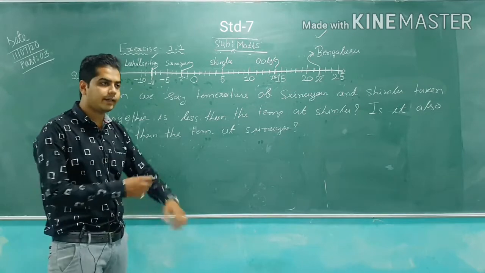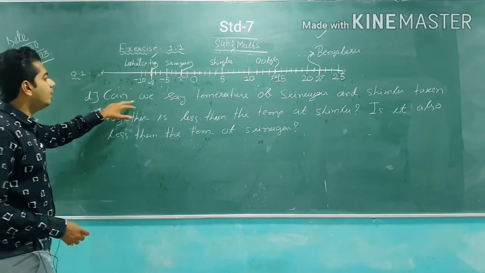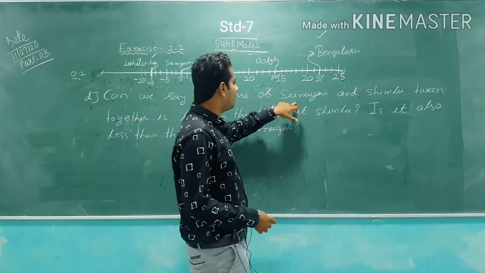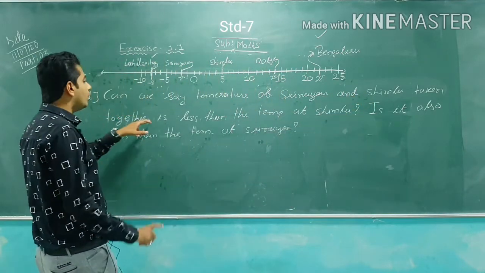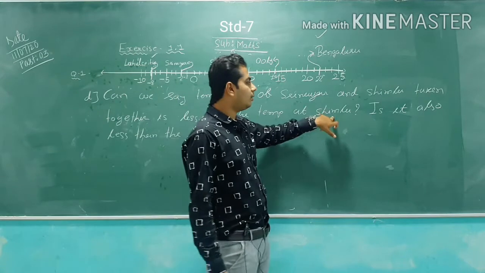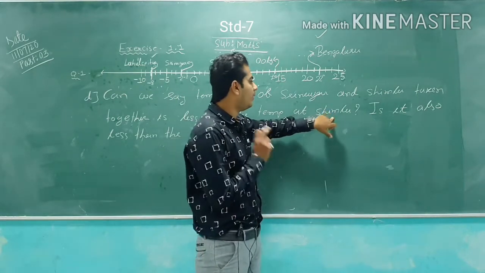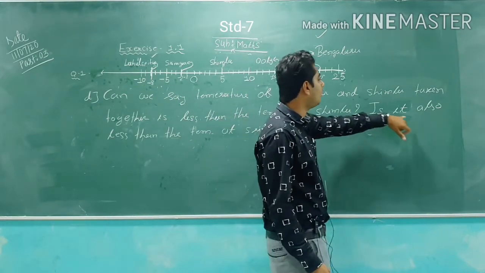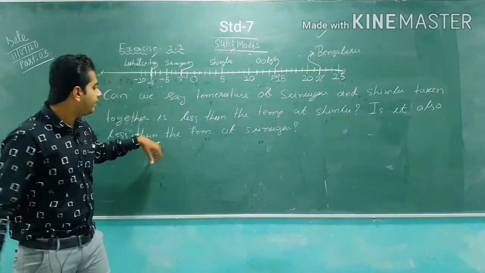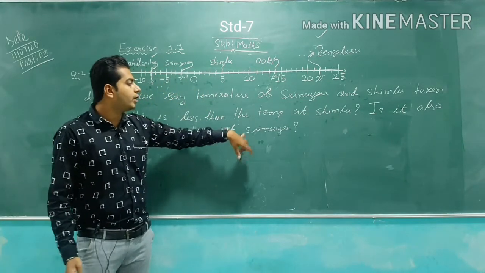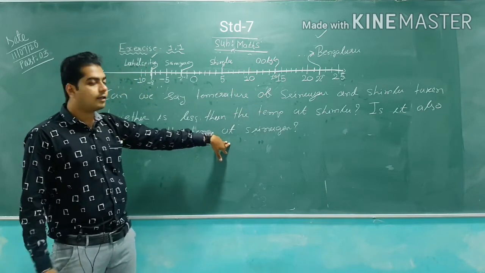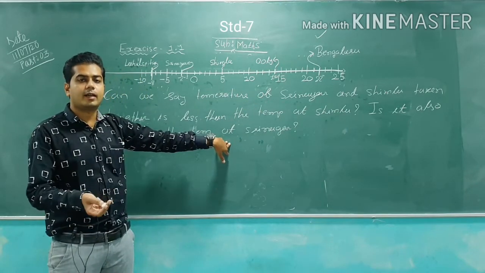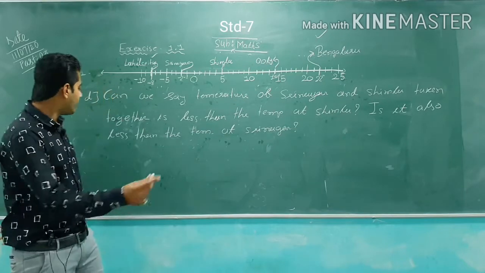मतलब फर्स्ट क्वेश्चन क्या कहना चाहता है, यू हैव टू अंडरस्टैंड कि टेम्परेचर ऑफ श्रीनगर मतलब श्रीनगर का टेम्परेचर एंड शिमला का टेम्परेचर इन दोनों का कंबाइन करें तो वो कितना होता है, शिमला से ज़्यादा होता है या शिमला से कम होता है, दैट वी हैव टू फाइंड आउट. एंड सेकंड क्वेश्चन इज इट ऑल्सो लेस देन द टेम्परेचर एट श्रीनगर, मतलब ये जो कॉम्बिनेशन है शिमला और श्रीनगर का टेम्परेचर वो श्रीनगर से कम है, वो भी हमको चेक करना है. सो लेट्स चेक वन बाय वन.